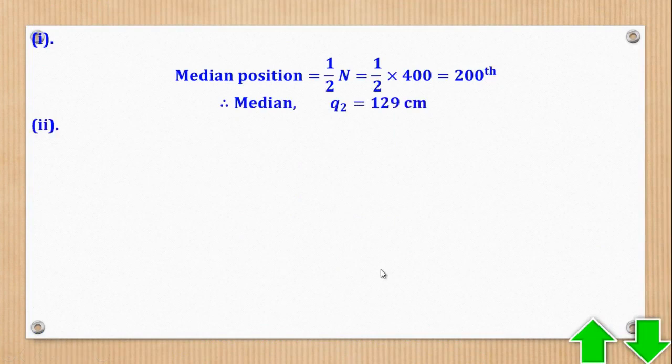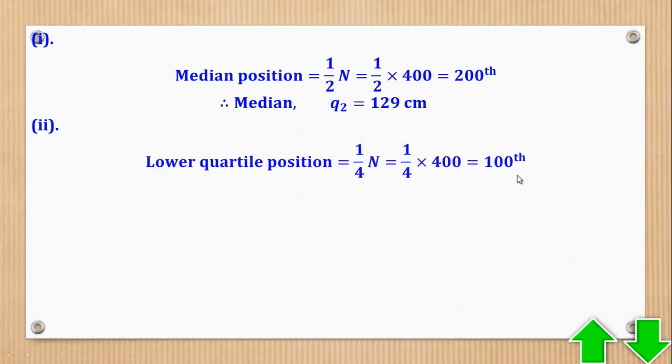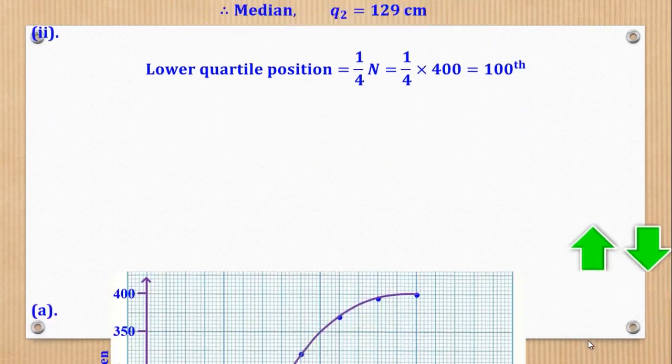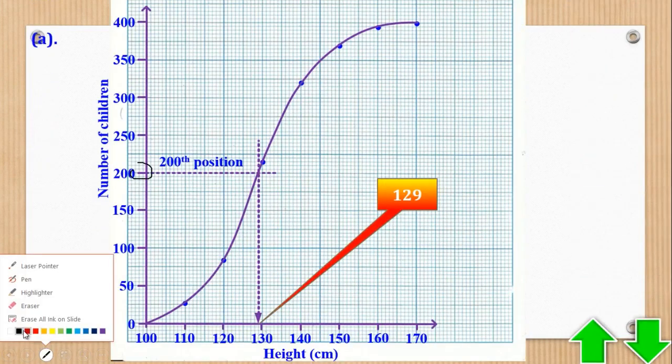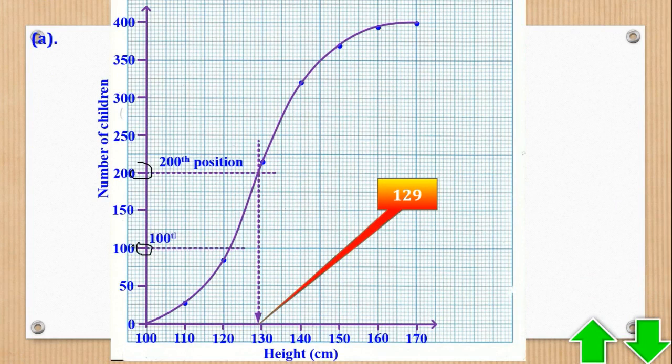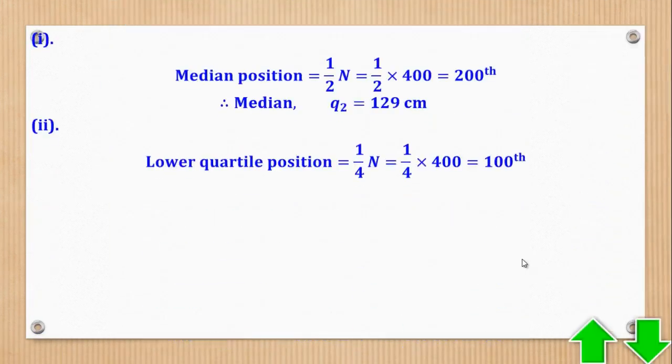The Roman 2, they wanted the interquartile range. Interquartile means you have to get the upper quartile and also the lower quartile. So let's start with the lower quartile, get its position, which is a quarter n, and it's 100. So we'll come back to the graph and look for 100. Then take a horizontal line to meet the curve, drop a perpendicular to meet the horizontal axis, and read off that value. So that will be the lower quartile.